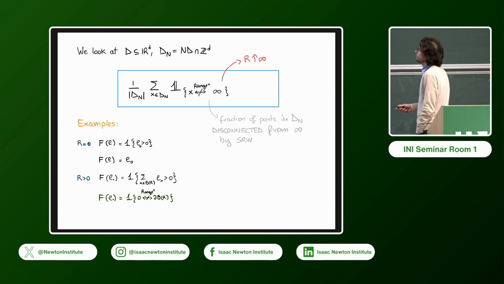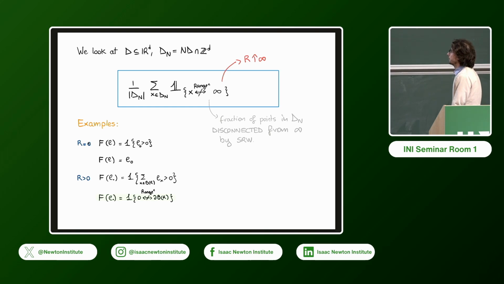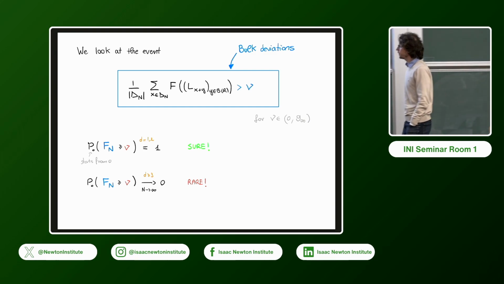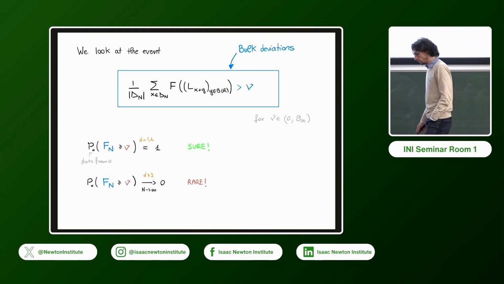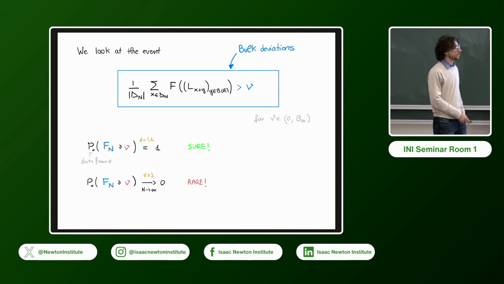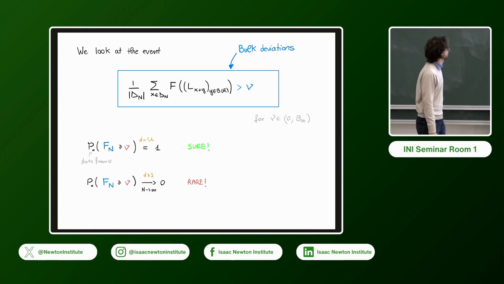As I said, you just think about taking R to infinity, and this last observable really gives you the fraction of points in D_n that are disconnected from infinity by the simple random walk. So we are interested in deviations, in large deviation estimates for this big average here, and these are the so-called bulk deviations.